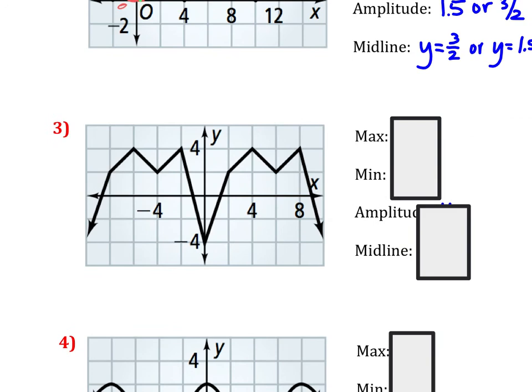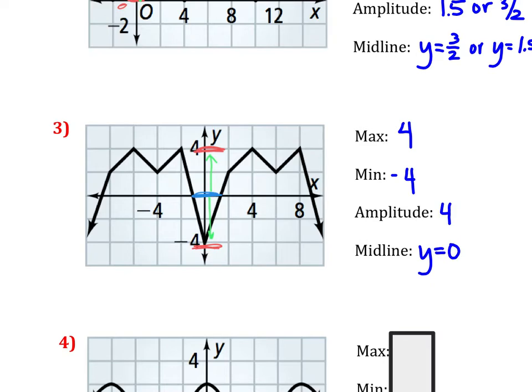Number 3, the maximum value appears to be 4. The minimum value appears to be -4, which means smack dab in the middle of those two, we're right at 0. The amplitude then is how far up do I go or down from the midline to get to the min, to get to the max. So for this problem, we know the max, we know the min, and then we can use that to find amplitude and midlines.